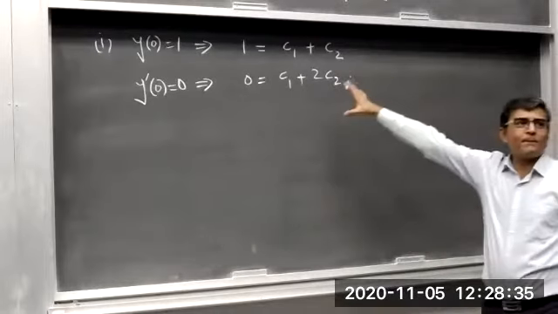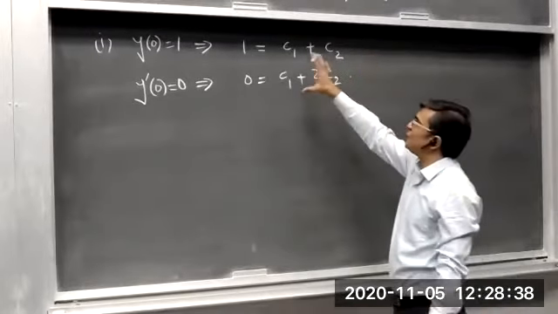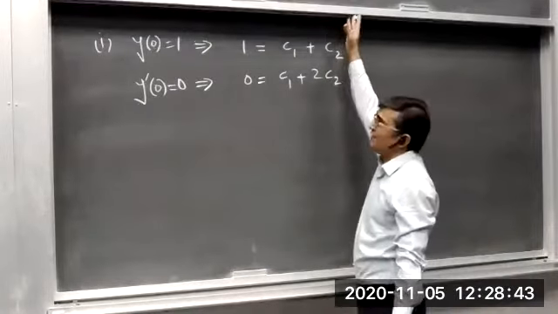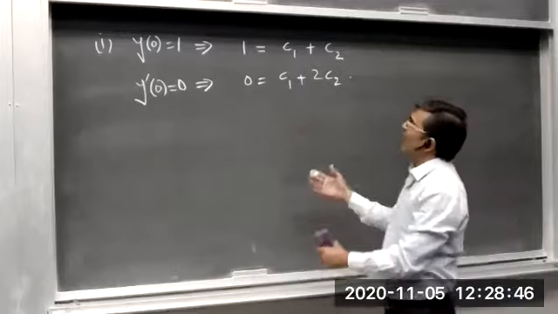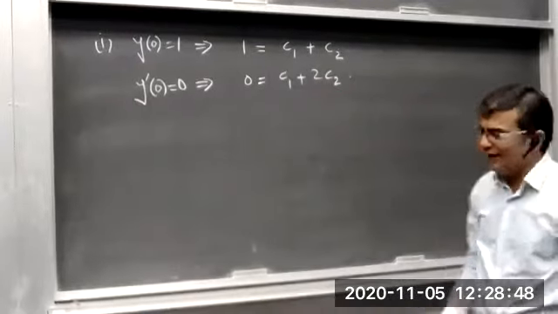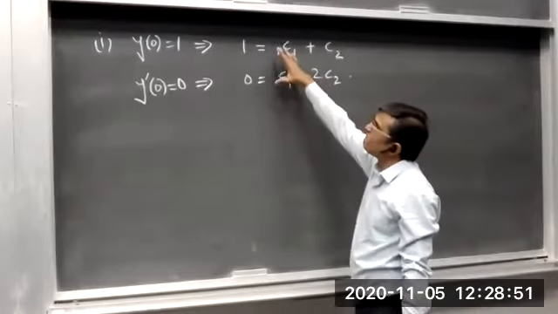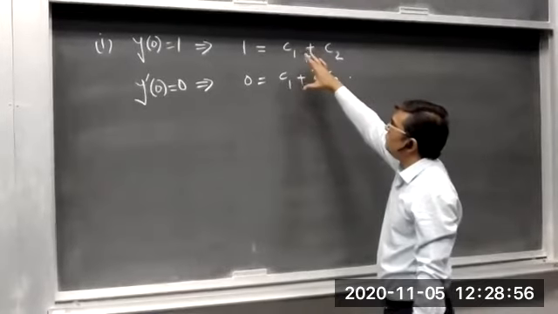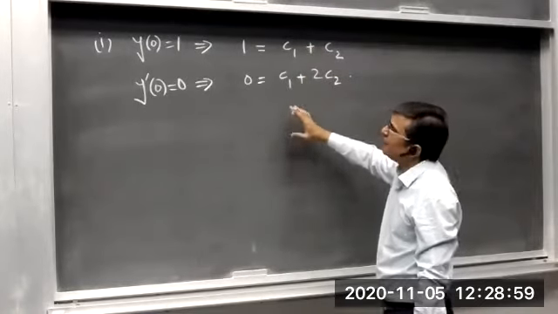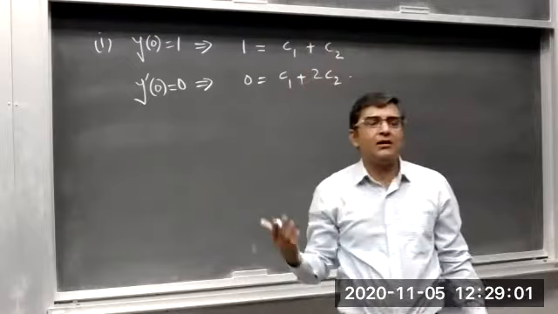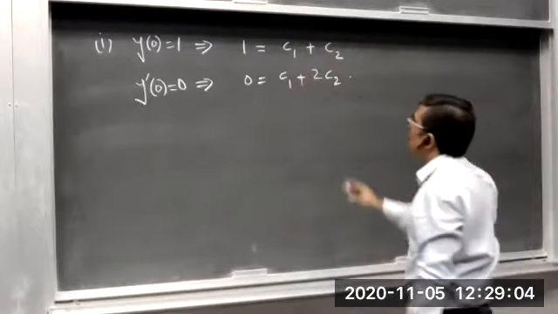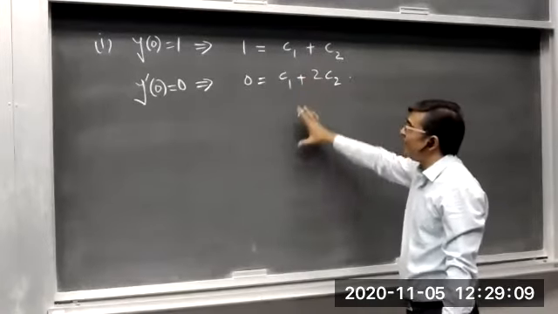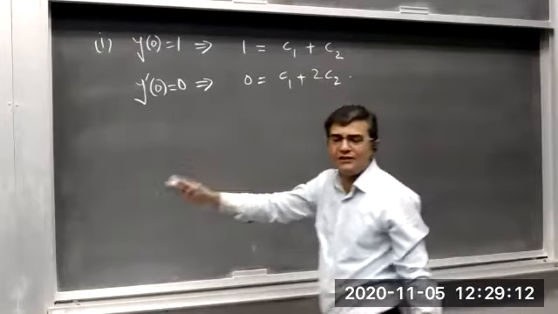Now we obtain two equations in two unknowns, c1 and c2. We can solve these two equations simultaneously easily. I hope you know how to solve equations simultaneously. But when we have higher order differential equations, then we'll obtain more equations here. For example, if we have an order 5 differential equation, then we have to find 5 constants, and we will get 5 equations in C1, C2, C3, C4, C5.